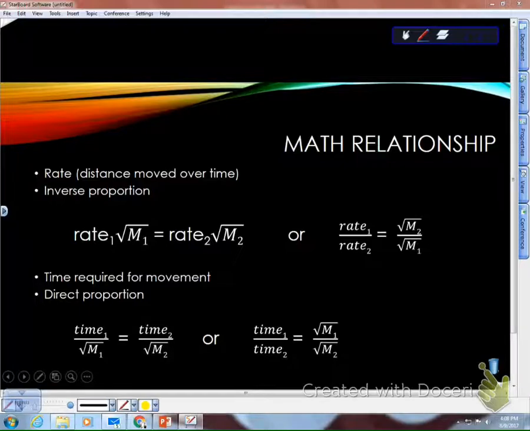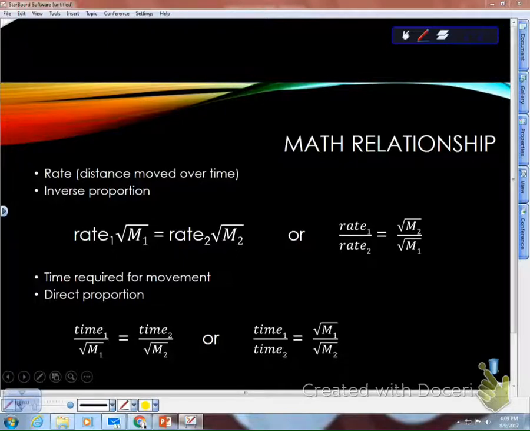This looks kind of like a Boyle's law relationship that was also inverse, where you have the two variables right next to each other. So rate 1 times molar mass 1 equals rate 2 times molar mass 2. Writing it like this might be beneficial to you because it looks like a Boyle's law problem with P1 V1 equals P2 V2, and that's also inverse. So that just helps you remember that.